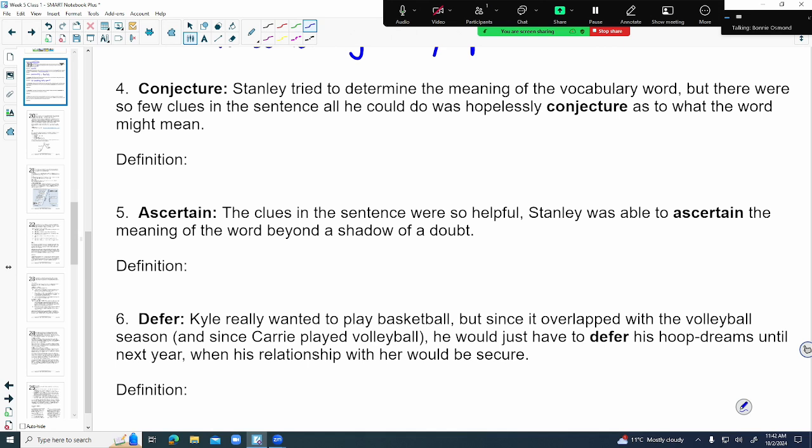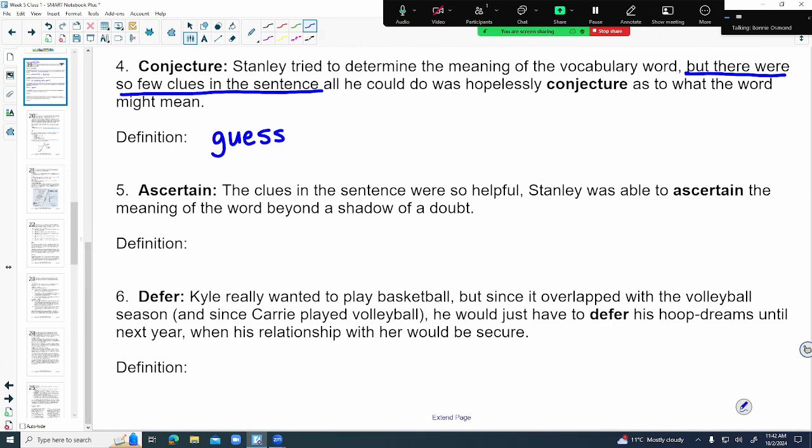Okay, conjecture. Stanley tried to determine the meaning of the vocabulary word, but there were so few clues in the sentence, all he could do was hopelessly conjecture as to what the word might mean. So he was, like we're doing, trying to determine the meaning of the vocabulary word. But there were so few clues in the sentence, all he could do was hopelessly conjecture as to what the word might mean. So basically all he could do, if there's no clues, is guess what the word might mean or predict.